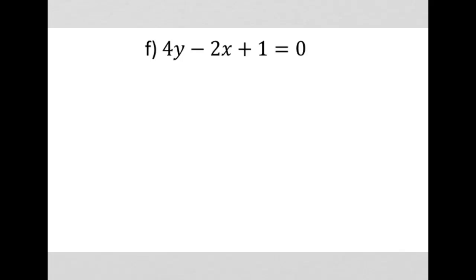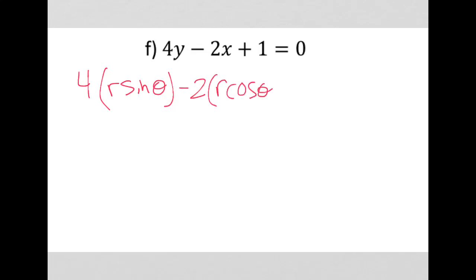Now this next one may scare you, but again, it's the exact same idea. All we're doing is substituting in what we know, and we know that y is equivalent. It is the exact same thing as r times the sine of theta. And we know that x is the exact same thing as r times the cosine of theta. So we substitute that in. Notice I moved that 1 over.